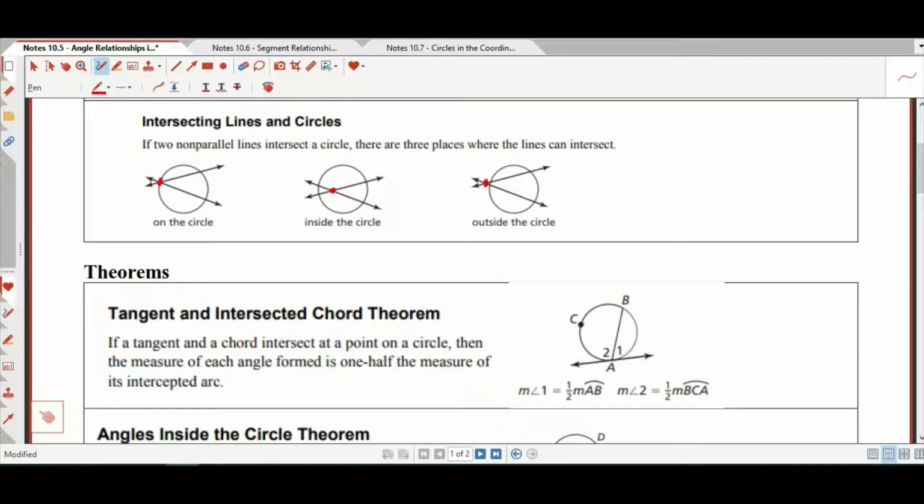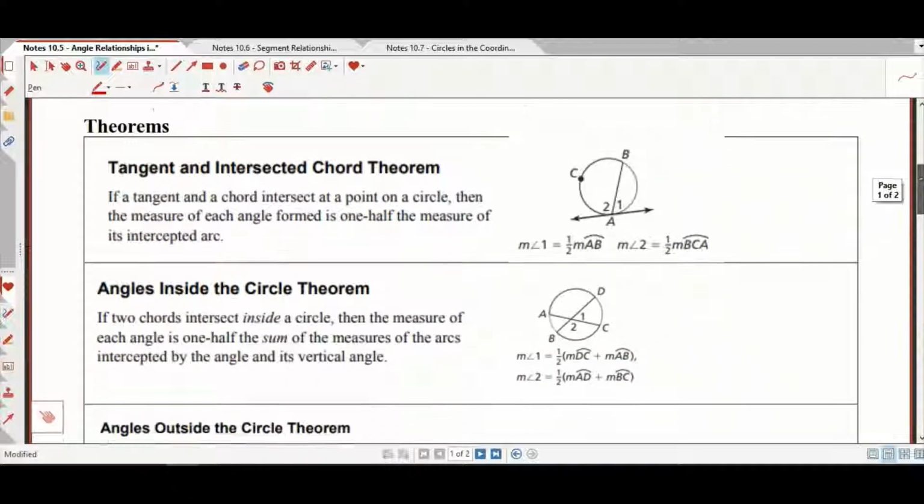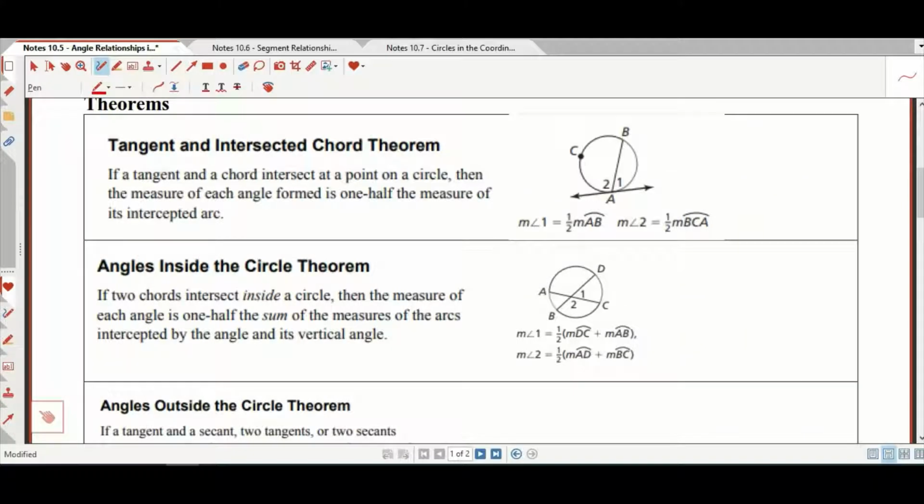Theorems. Tangent and intersected chord theorem. That is, if a tangent and a chord intersect at a point in the circle, then the measure of each angle formed is 1/2 the measure of its intercepted arc. That makes sense. That's always the case when it comes to inscribed angles. So that means that arc AB is twice the measure of angle 1, or the measure of angle 1 is half of AB, and measure of angle 2 is half of BCA.